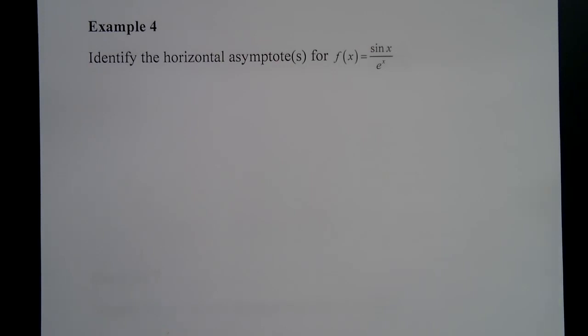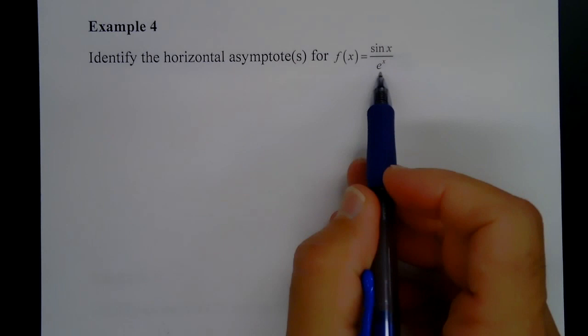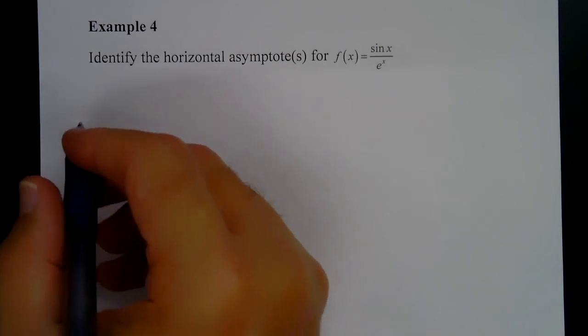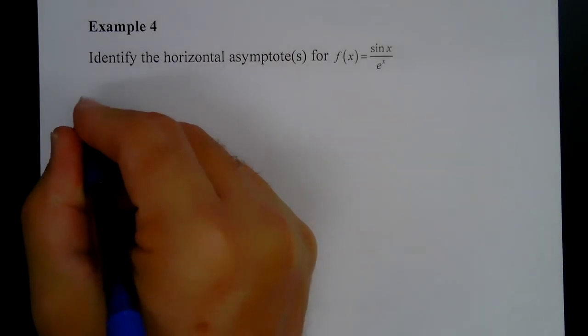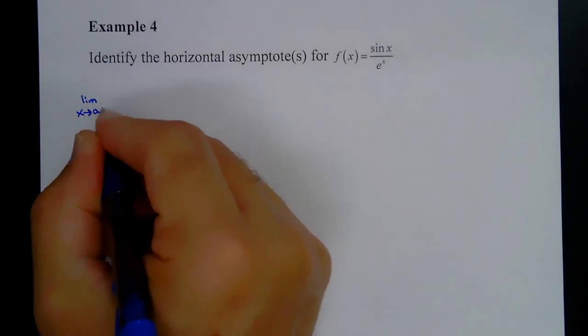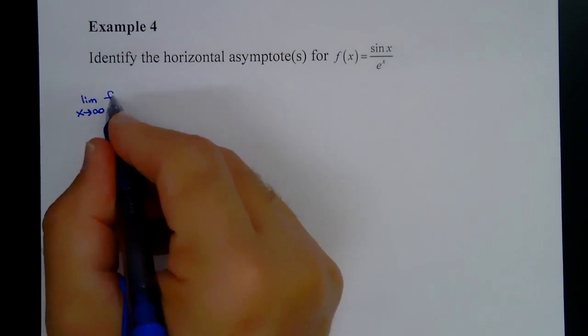So for this example, we want to identify the horizontal asymptotes for f of x is equal to sine x over e to the x. And we can do this through magnitude, but we need to look at 2 limits. Remember what a horizontal asymptote is: as x approaches infinity or x approaches negative infinity, if the function is approaching a number value, then that's telling us we have a horizontal asymptote. If either one is equal to a number value, we are going to have a horizontal asymptote. So we want to look at the limit as x is approaching infinity of f of x, our function.